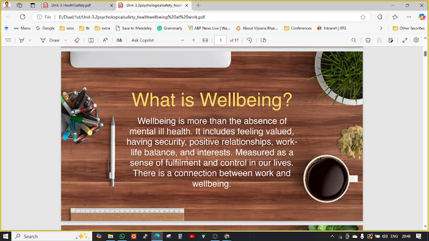Well-being is more than the absence of mental illness; it includes feelings, values, having security, positive relationships, work-life balance, and interest. So it is not only the presence of mind, but it includes a variety of things, called positive mental health, which may be feeling valued, or having positivity within you. Having a good relationship with your colleagues, your other workmates or friends also has a positive impact.